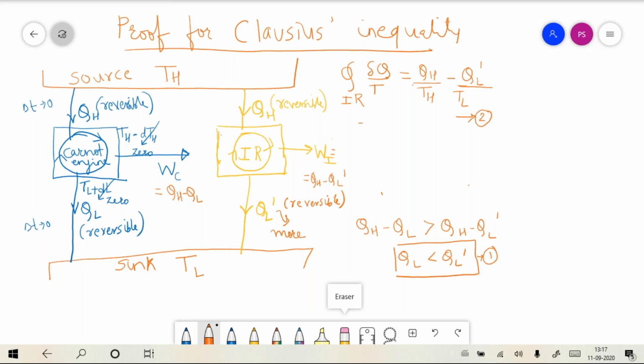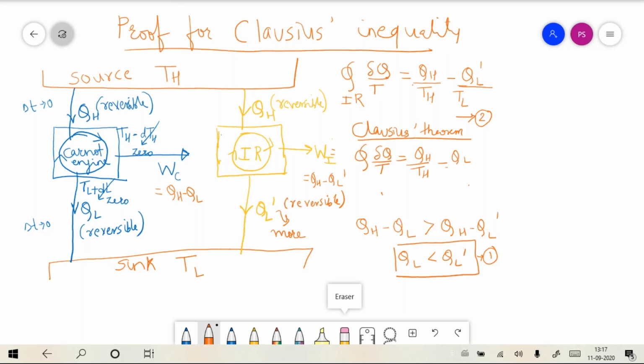Now, what do we understand? What is the Clausius theorem for the reversible engine? Clausius theorem, not inequality, mind well. The Clausius theorem for the reversible engine is the cyclic integral of del Q by T is equal to 0. But what is the cyclic integral of del Q by T? It is QH by TH minus QL by TL.